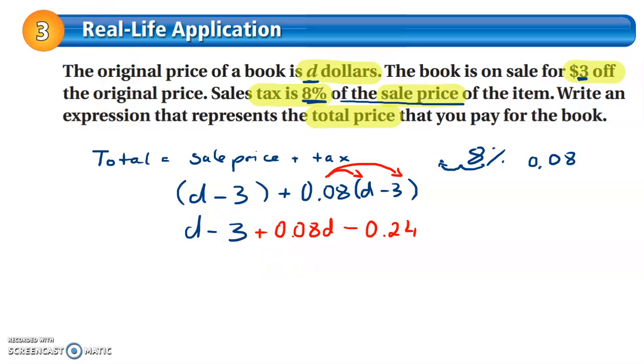All right, and now we combine like terms. There's a D, or 1D, plus 0.08D. So that's 1.08D, and then minus 3, minus 0.24, minus 3.24.